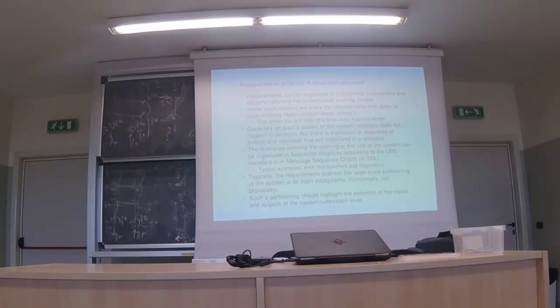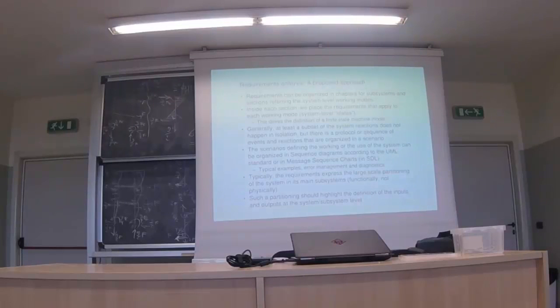Generally, at least a subset of the system does not happen in isolation, because we have events that trigger multiple tasks. But we need to have a protocol of sequence and event of these reactions. So the finite state machine model. The scenarios that we define, the work of the user of the system, can be organized in sequence diagrams. I think that all of you have also followed some software design courses and know what UML is, right? So we can have message sequence charts and so on.